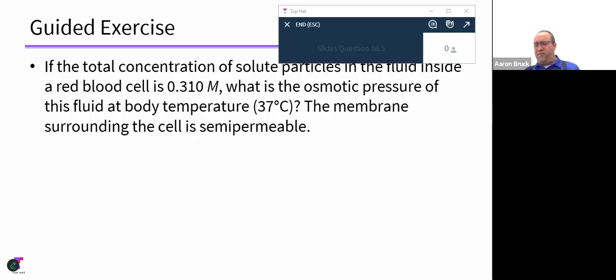So let's take a look at a couple of practice calculations that we can do with these. So let's say that the total concentration of solute particles inside of a red blood cell is 0.310 molar. What is the osmotic pressure of that blood fluid at normal body temperature, 37 Celsius? As you should know from biology, the membranes surrounding these cells in your body are semi-permeable, meaning water can flow in and out of them.